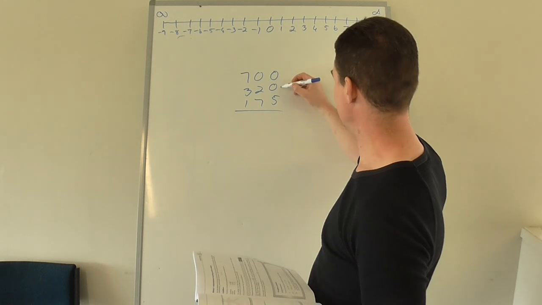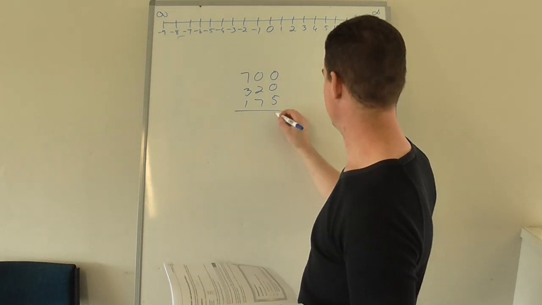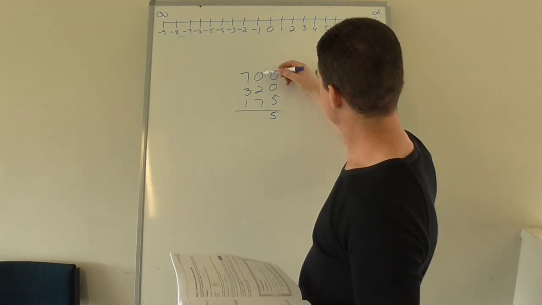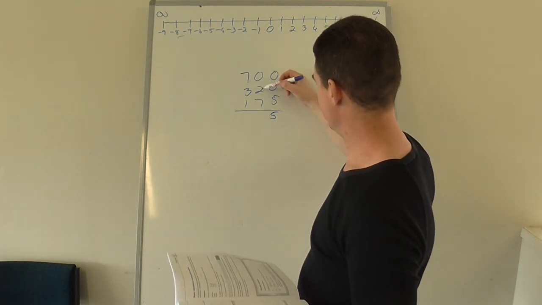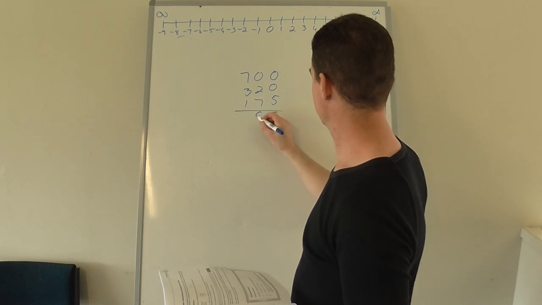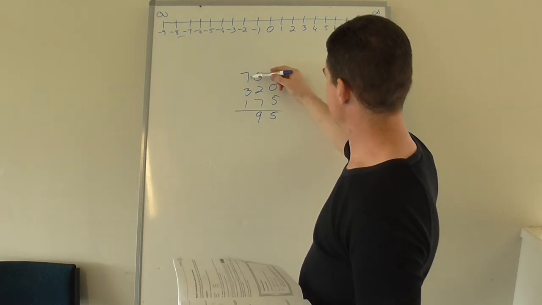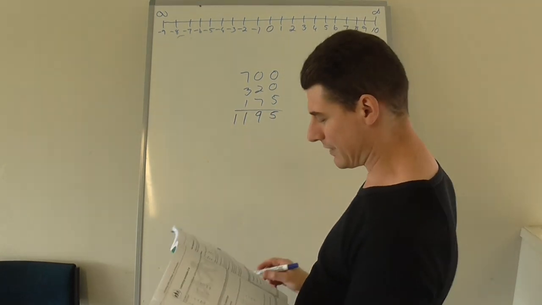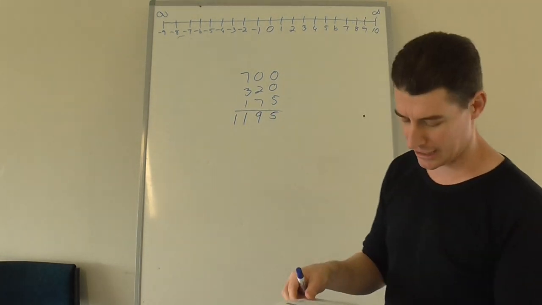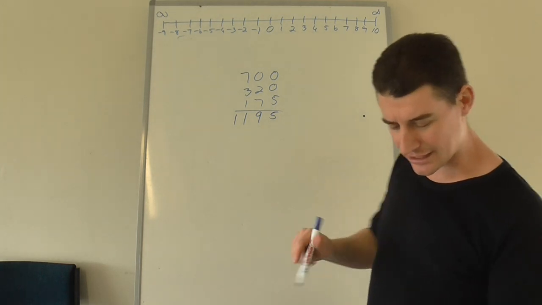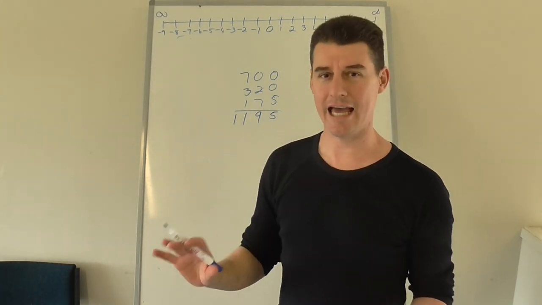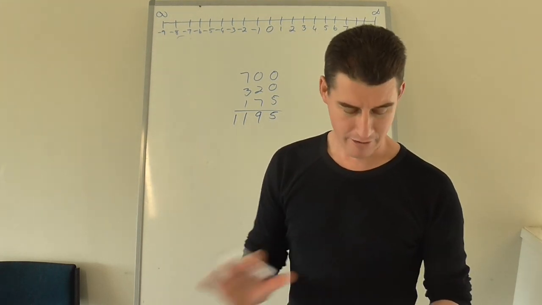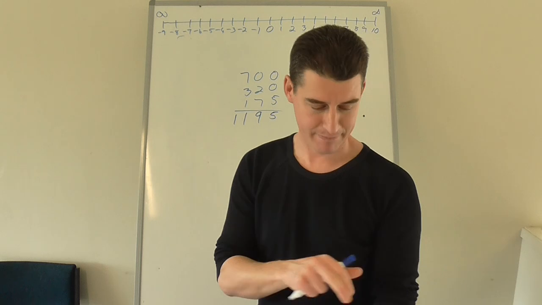So you've got 0 plus 0 is 0, plus 5 is 5. Okay, then we've got 0 plus 2 is 2, 2 plus 7 is 9. And then we've got 7 plus 3 is 10, plus 1 is 11. Okay, so she spent 1,195 rand. So this is, like I say, very basic. They can give it to you in a word sum or anything. You just have to add it up.